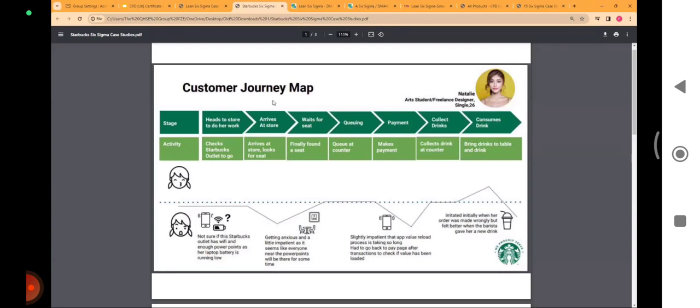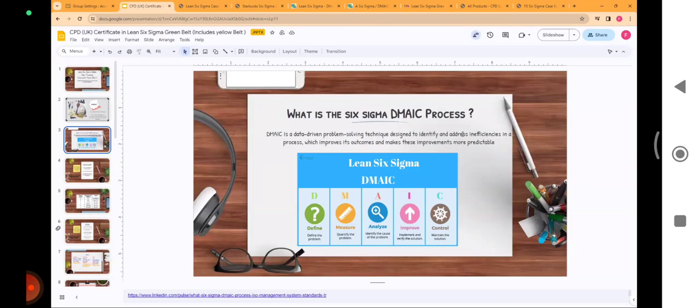It's not really about the scope or the context, but you have to focus on the process. So that is what we are going to do. And as I said, by the end of this webinar, I'm going to show you step by step with clear-cut examples and case studies on how you can identify and address these inefficiencies in any process.